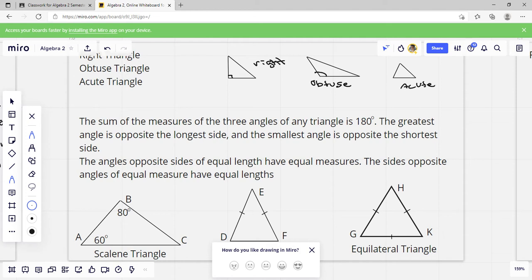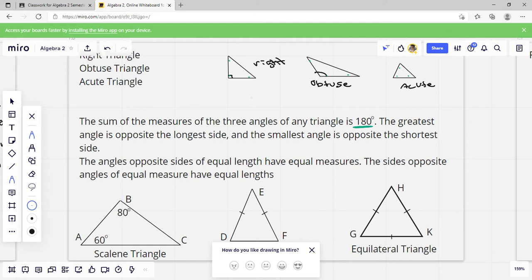The sum of the measures of the three angles of any triangle is 180. That's super important to know. We're going to be using that a lot. So if you add up all the angles, this one plus this one plus this one, it's going to equal 180. Same thing here. This one and this one and this one will equal 180. And all three of these will equal 180.